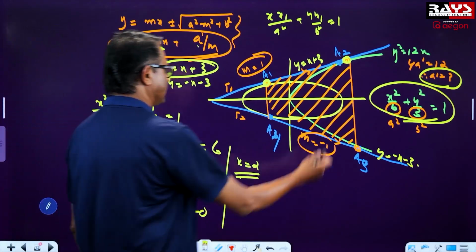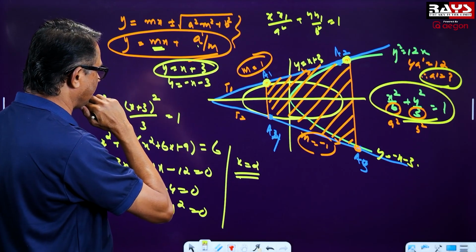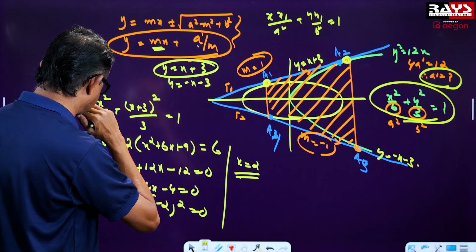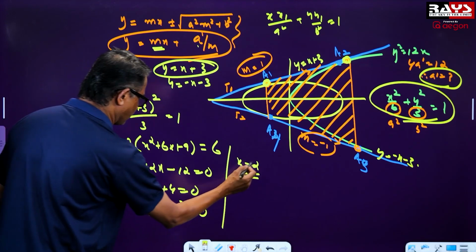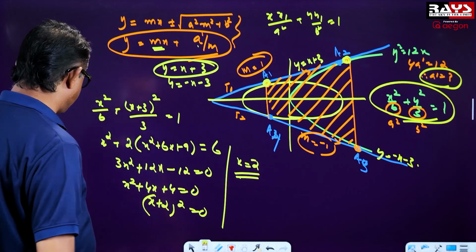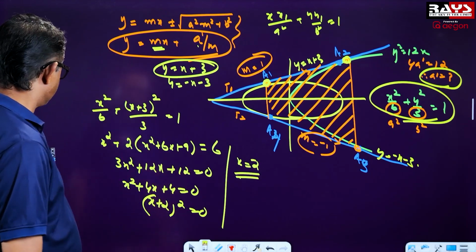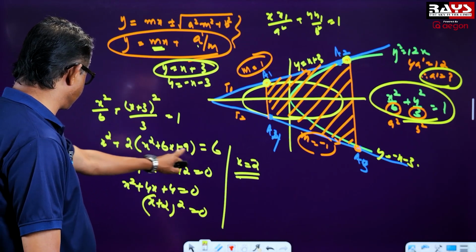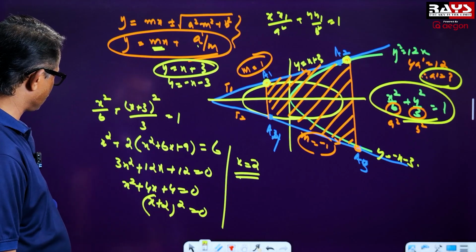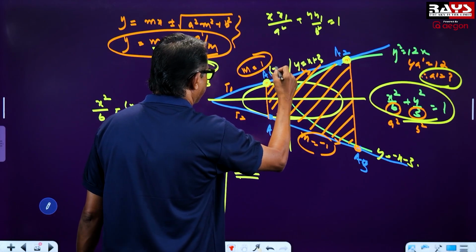So this point is x is equal to 2. Okay, and this is x plus 2 whole square. So x is equal to minus 2. Okay, this is 18 minus 6, that is plus 12. So 3x square plus 12x plus 18 minus 6, that is 12. So x plus 2 whole square, x is equal to minus 2. So this point, the x coordinate is minus 2.